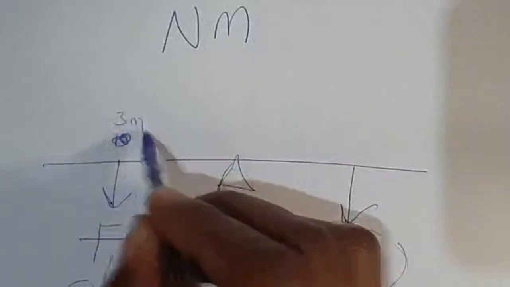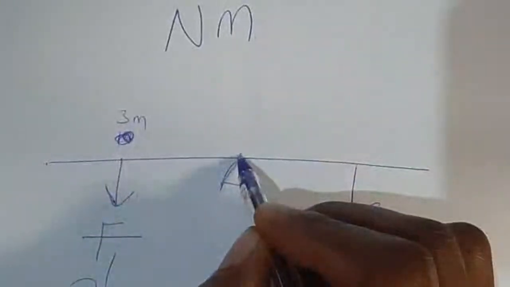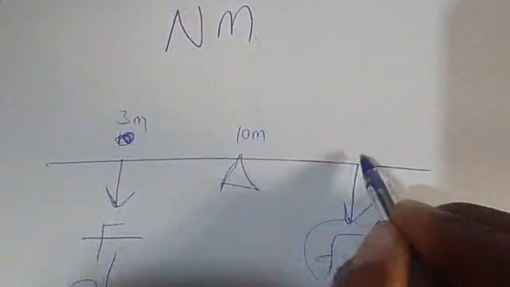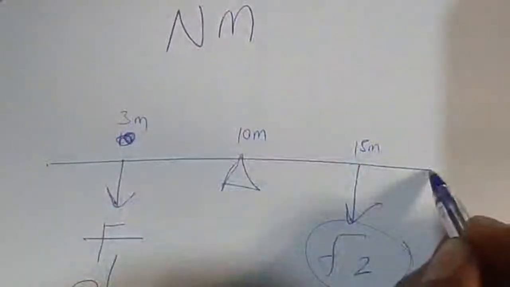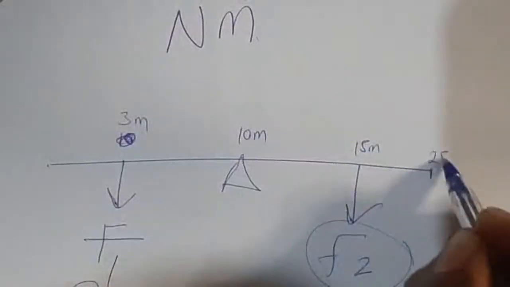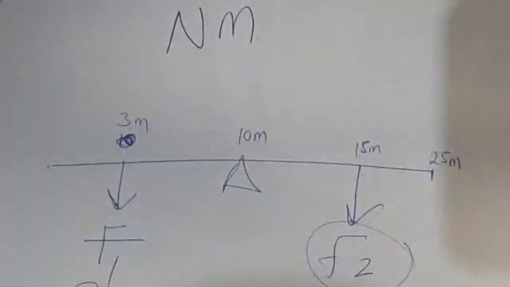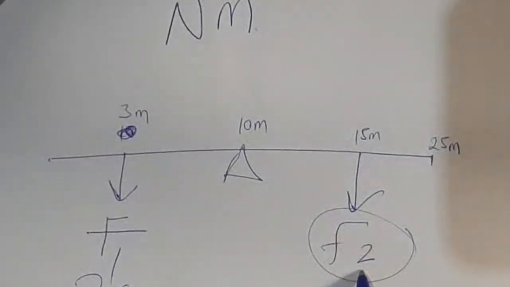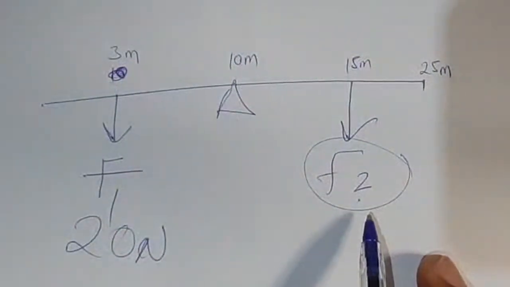They give you distance here, maybe 3 meters. And then this pivot is at, let's say, 10 meters. This object here is at 15 meters. The whole lot of this is 25 meters. Now, they will ask you to find this force here, which is not given. The other force has been given as 20 newtons.